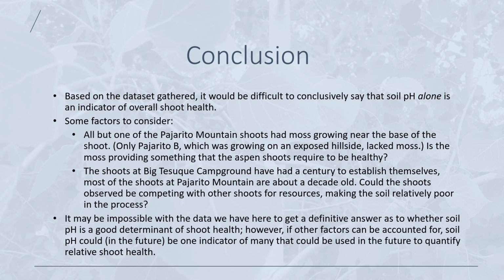In any case, it appears that pH might be one indicator among many that could be used to predict whether an aspen tree might grow well in that environment, but really, it shouldn't be the only one.